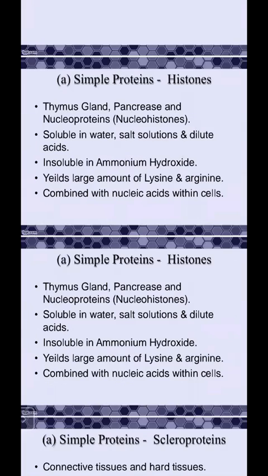Okay, so histones are basically proteins present in our pancreas, thymus gland, and as nuclear protein. Here we can get these histone proteins. These are soluble in water, they are soluble in salt solution, and they are also soluble in dilute acids.